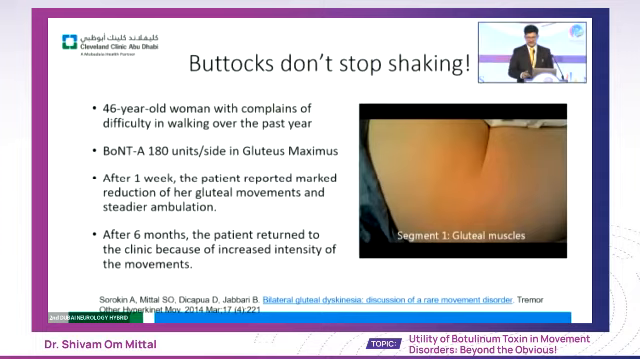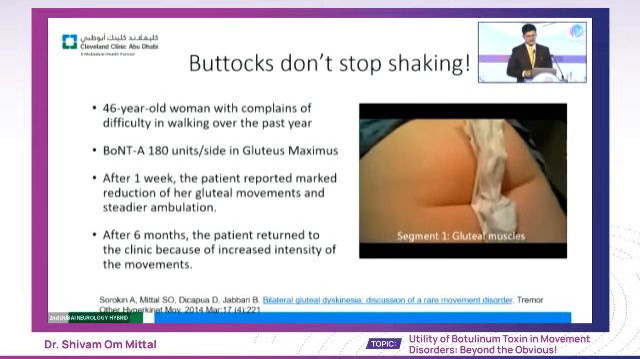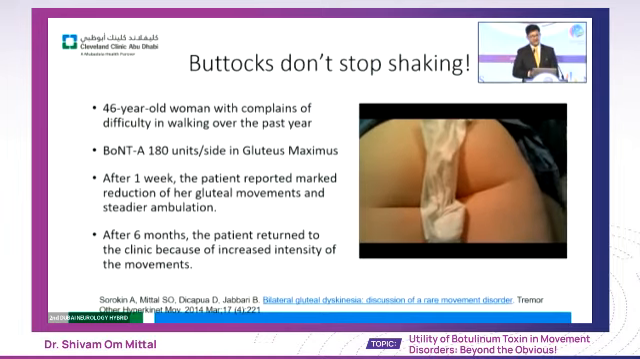Now, this is the last case. I'm right on time. This is an interesting case that we published in 2014, where a 46-year-old lady came and said, I cannot walk because my glute muscles are moving all the time. And this is a video. So this is the left gluteal muscle, and you can see that it is at rest, it is moving. So she has gluteal myokymia or gluteal myoclonus.